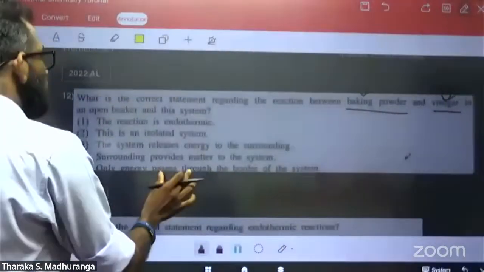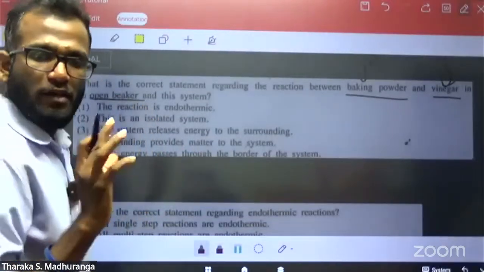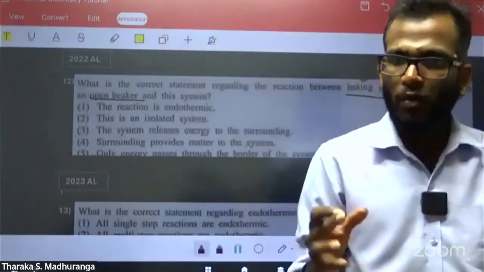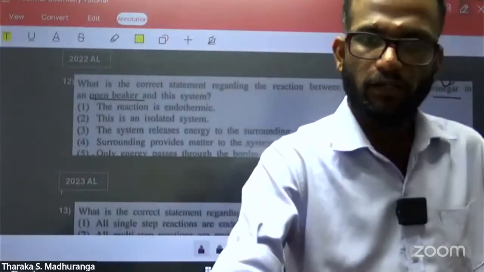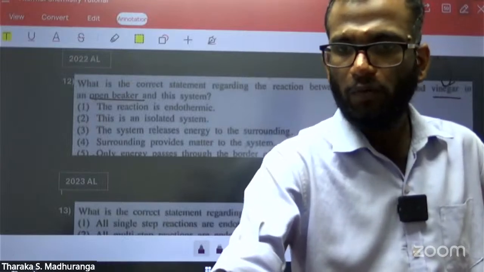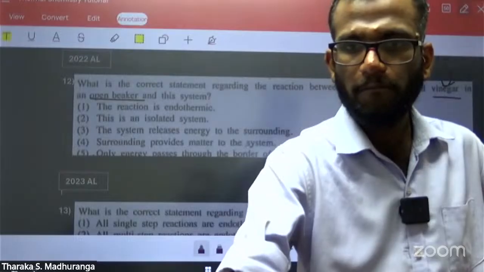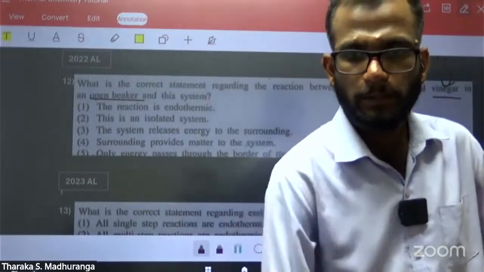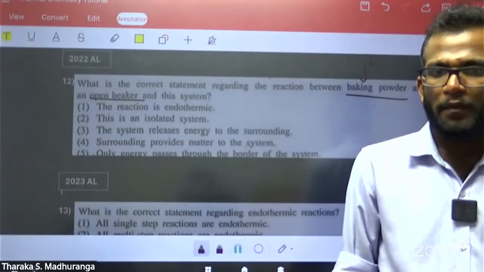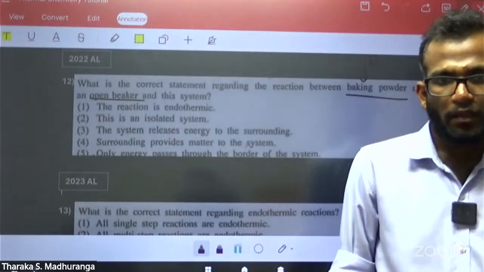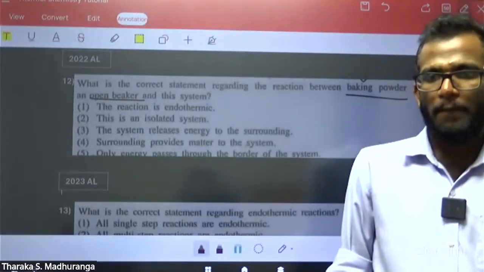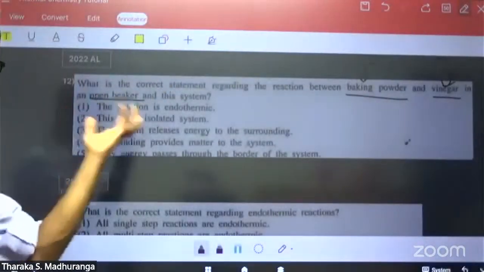Okay. And open beaker. Open beaker means which type of system? Amina? Open beaker means what is the system type? Is it an open system or closed system or isolated system? Open or closed or isolated system? Open beaker. Yes, good. It is an open system.